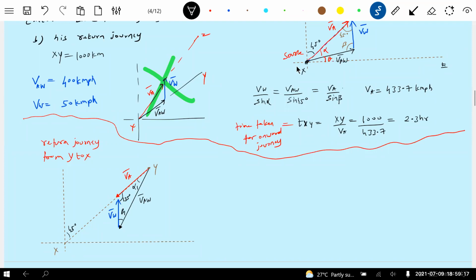Let's get into the sine rule again. VA by sine beta 1 equals VAW by sine 135 degrees equals VW by sine alpha 1. We wanted VAW by sine 135. So I'll get alpha 1, then alpha 1 plus beta 1.